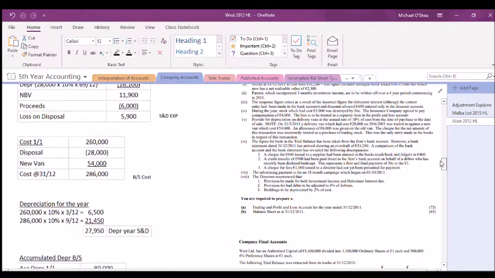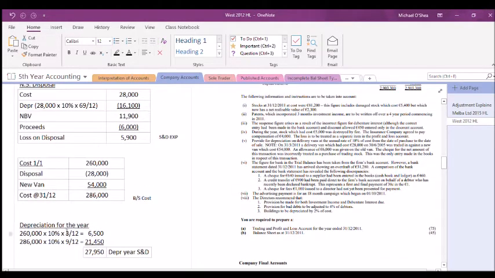My depreciation for the year, well, what was my vans worth at the first of the first, and for how long did they stay at that value? They stayed at that value for the first 3 months. So first 3 months they were 260,000 by 10%, and then after that their value was 286,000. So just getting the remaining 9 months, and that's my total depreciation figure.